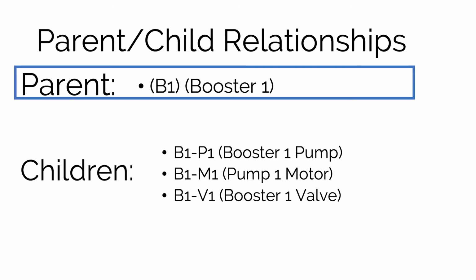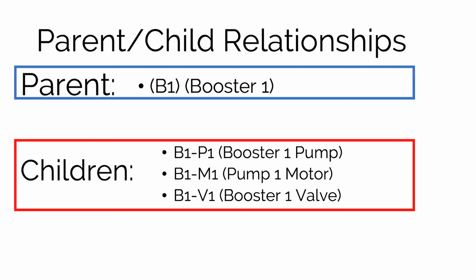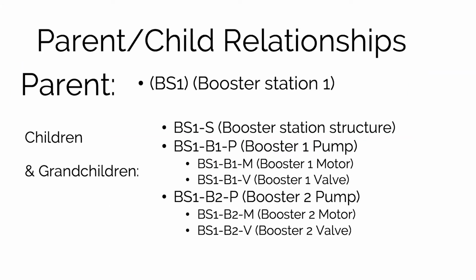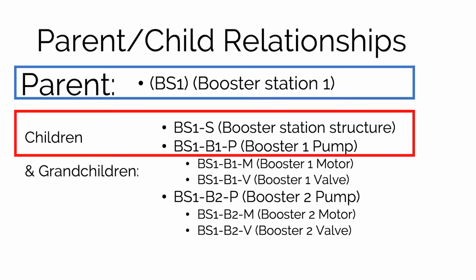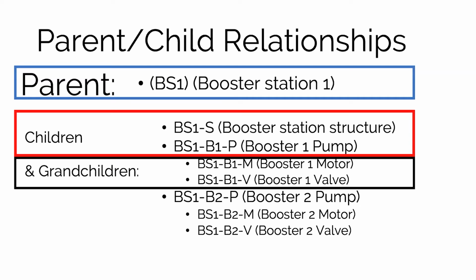You might have a parent asset that's the booster and child assets that are the pump, the motor, and the valve, because sometimes when you're thinking about how you're dealing with them, you want to think about the thing as a whole, and sometimes you will want to look at the individual components. And making an asset ID system like this will facilitate that. These can get relatively complicated. The booster station might actually be the parent. The children might be the actual structure that everything is in, and the booster pump, and then maybe the grandchildren are the motor and the valve.